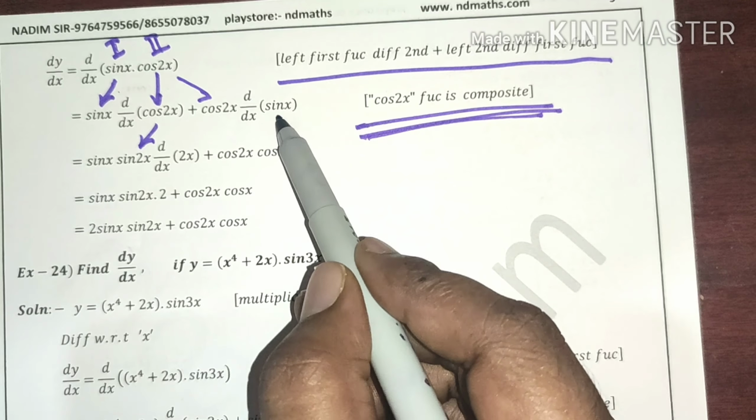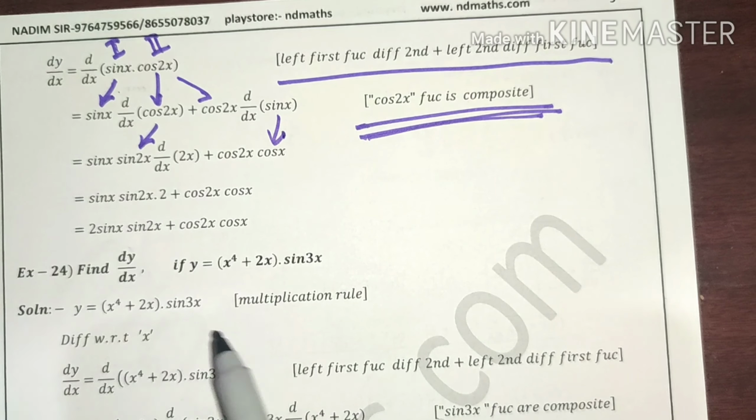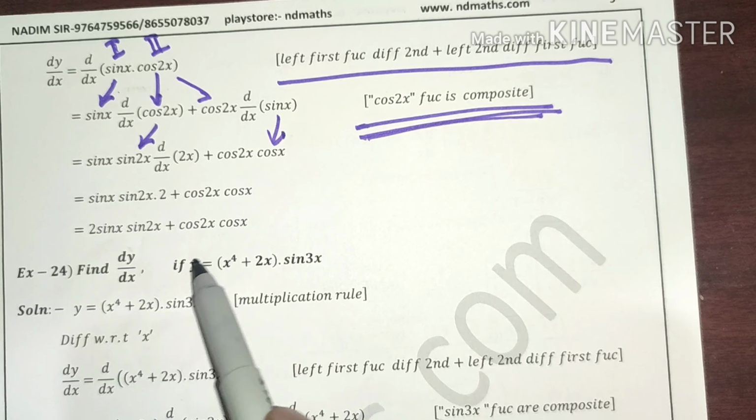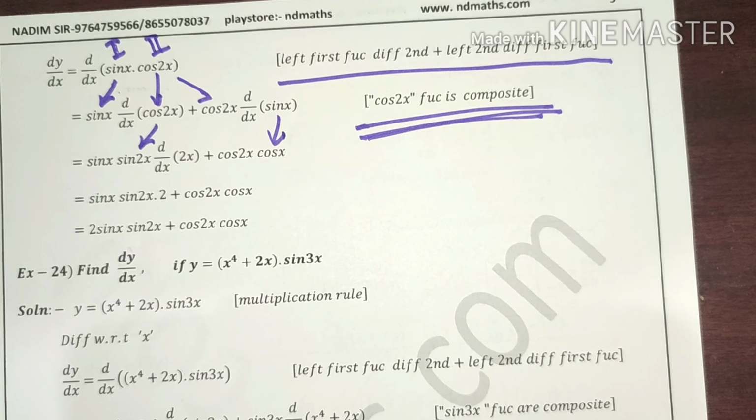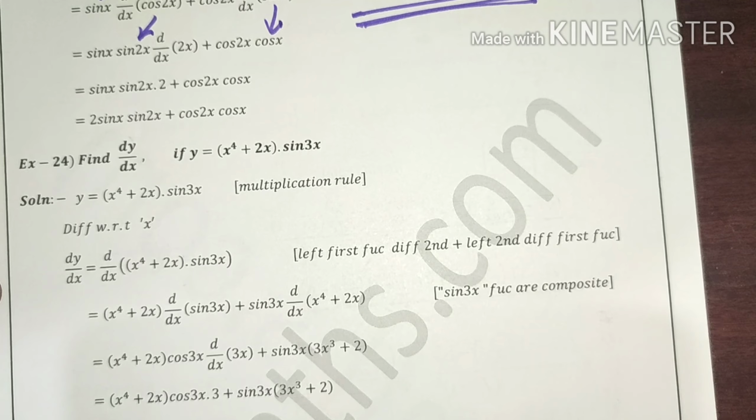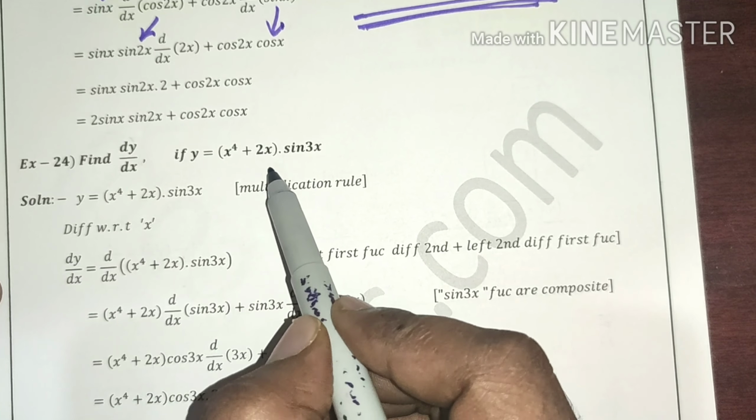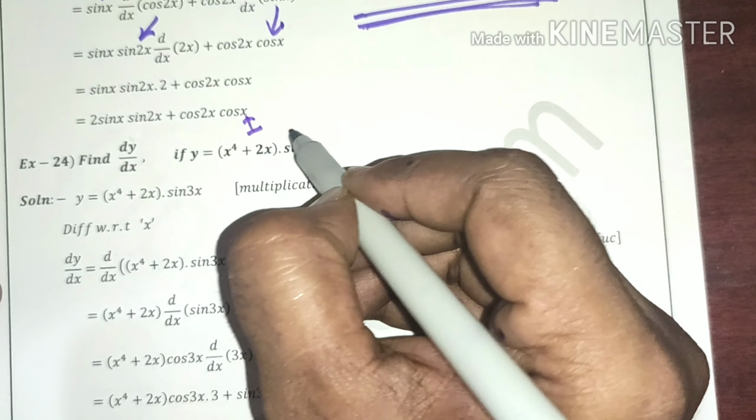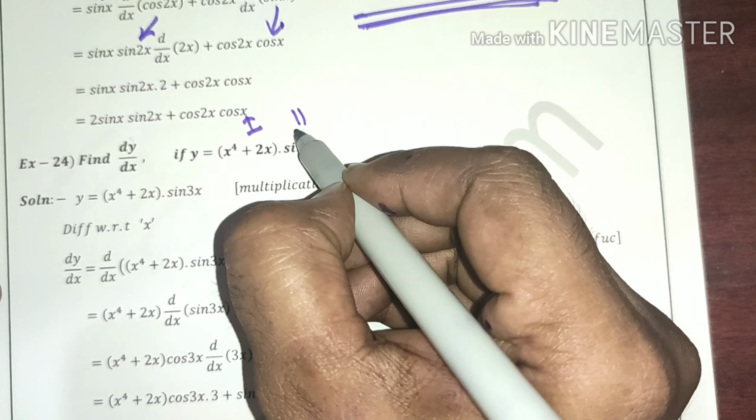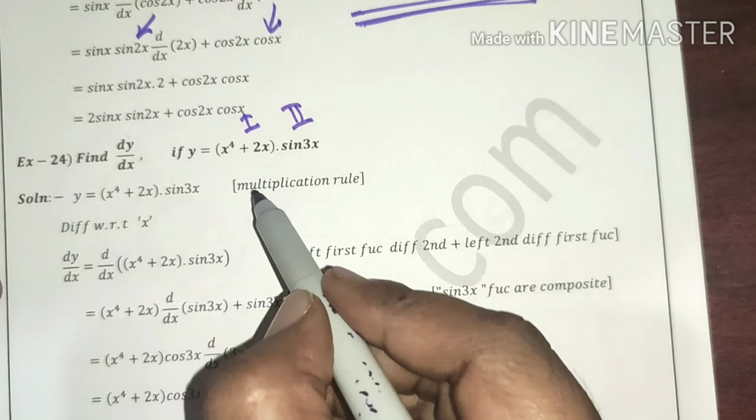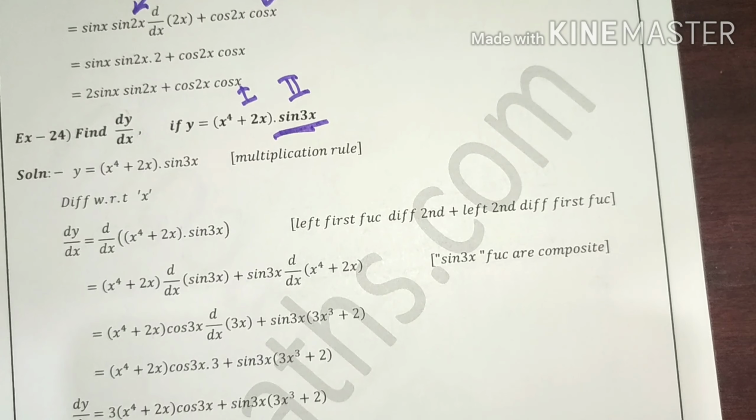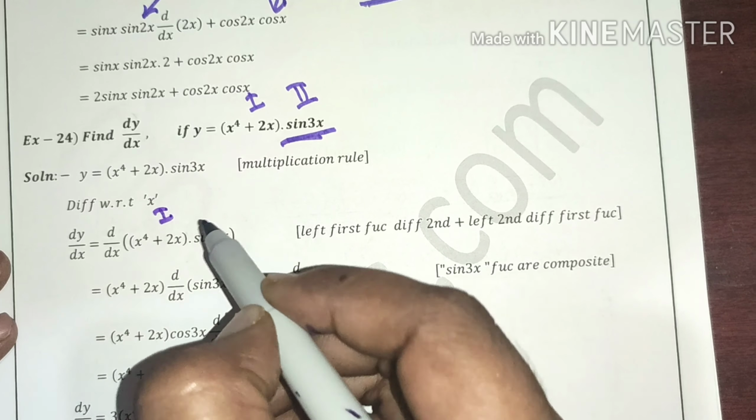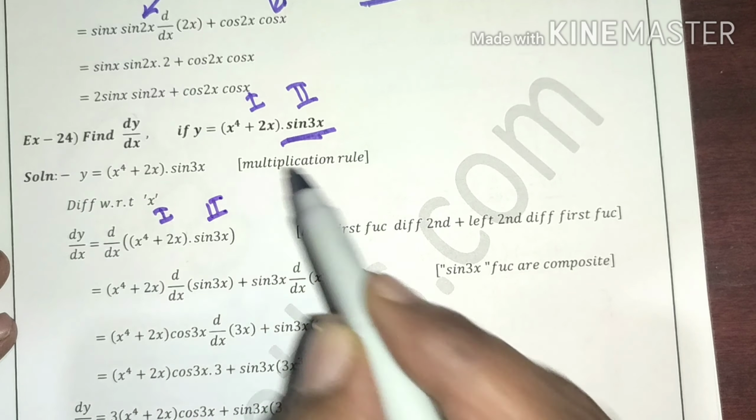We know that the derivative of sin x is cos x, and from this arrangement we got these two steps. See example number 24: y equal to (x square plus 2x) into sin 3x. x square plus 2x is the first function, sin 3x is the second function. Here sin 3x is also a composite function.